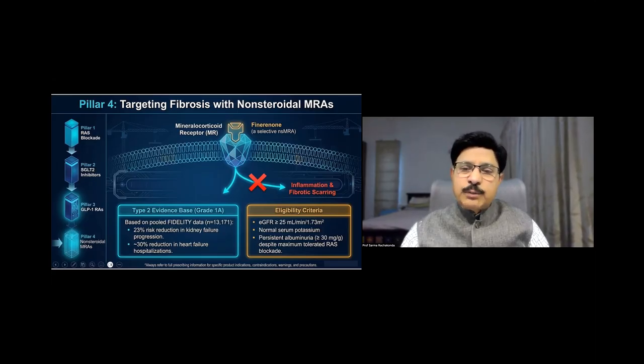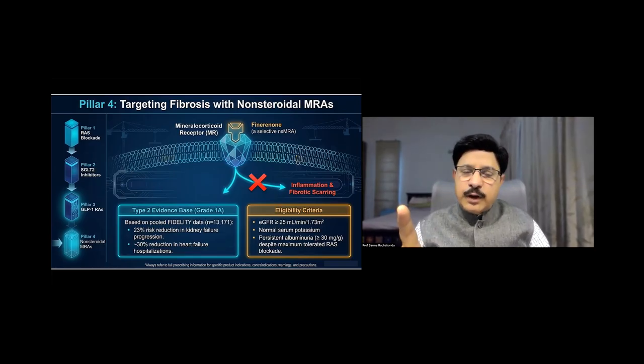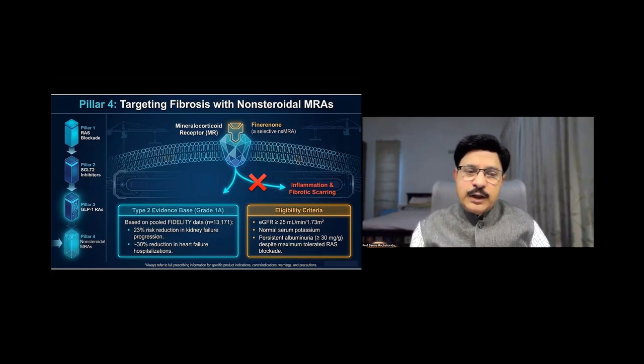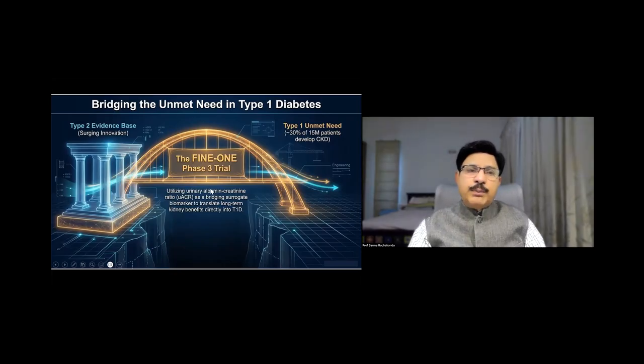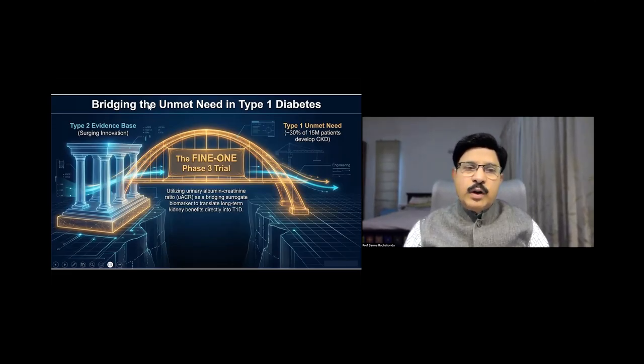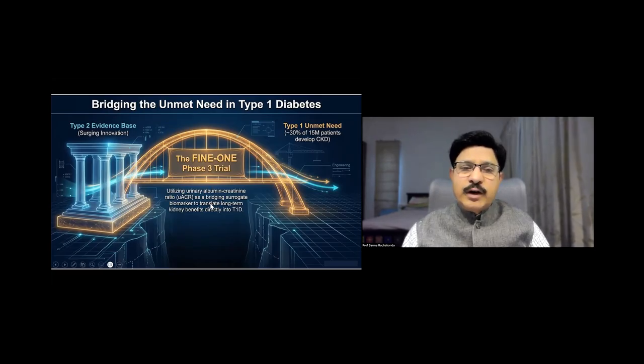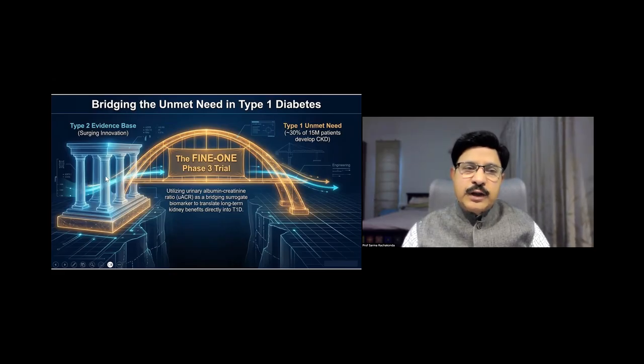Now, when you write a prescription for diabetic kidney disease, RAS blockade, SGLT2 inhibitor, GLP-1 RA, and non-steroidal MRAs depending on the necessity. Now, type 2, evidence-based, surging innovation. Type 1, we don't have that much evidence in type 1. What all I told is mostly from trials on type 2 disease. But now, there is one trial called the FINE-ONE trial. In this FINE-ONE trial, what happened? They are extrapolating the information we got, the positive information of these 4 pillars from type 2 to type 1 also. They are also getting benefited.